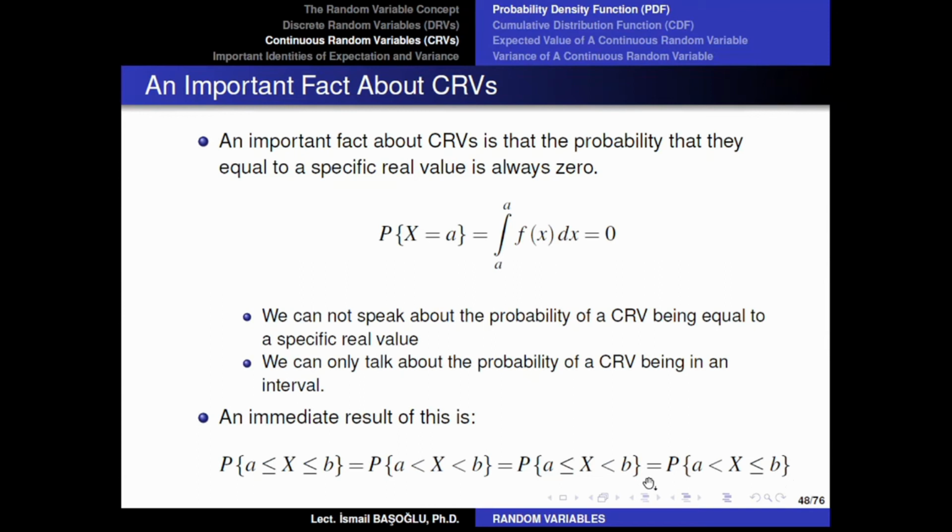However, my friends, please remember, this is not true for discrete random variables. For a discrete random variable, this probability and this probability may be different, because there may be a probability mass at A or B. So for discrete random variables, this is not true. Only for continuous random variables, whether you have an inequality sign or a strict inequality sign, it doesn't matter.